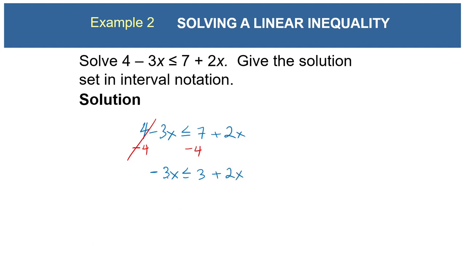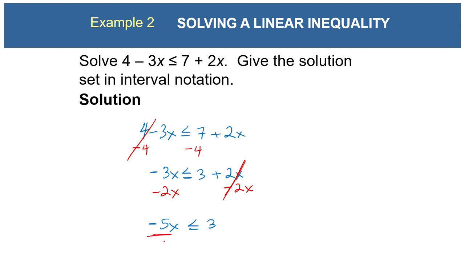Now a good tip is to keep the x on the left side. If I subtract 2x, I will keep the x on the left side. Now why do I want the x on the left? It just makes my life a lot easier having the x on the left side because I can use the direction of the inequality to draw my graph. So I have negative 5x here is less than or equal to 3.